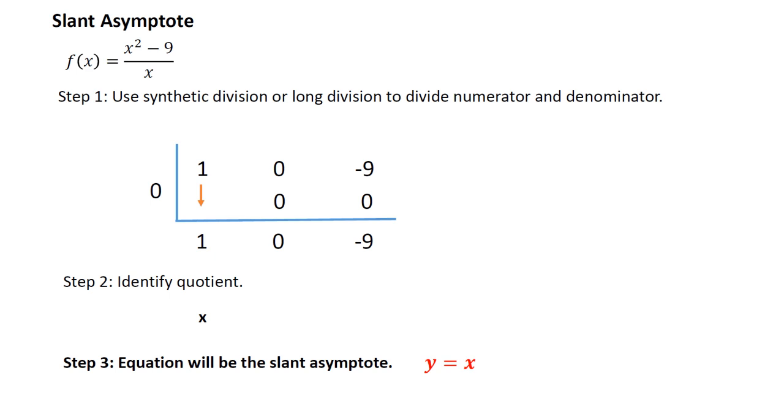How do we find the slant asymptote? To find the slant asymptote, we're going to go ahead and take the divisor. So notice that we have x, so we have x minus 0. So 0 is your divisor. Bring down the 1. And we get that our quotient is going to be x. So the equation of the slant asymptote is just y equals x.